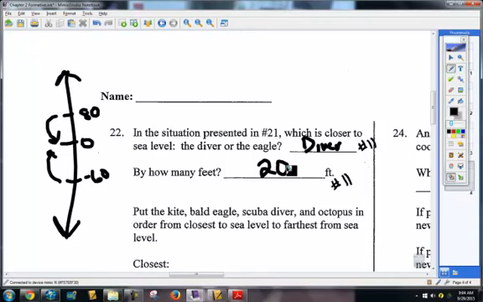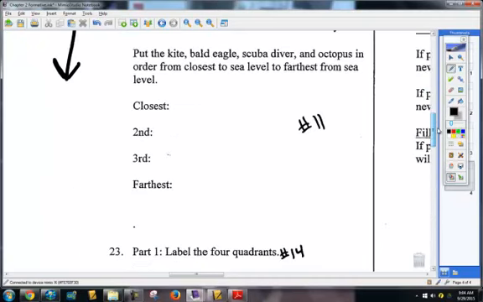2 points. Both of them or just that one question? What? Both of them or just one question? Wait, so both of them are... Okay, well, I'll figure it out at the end.